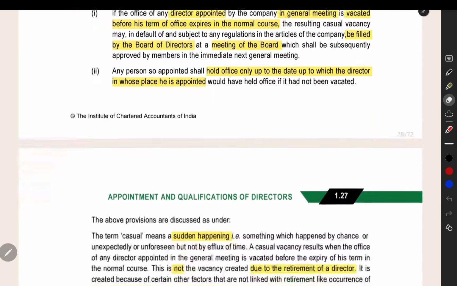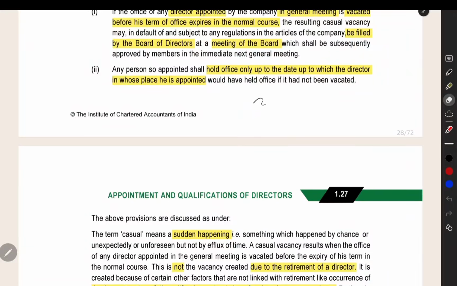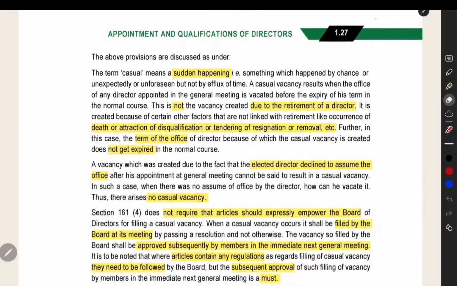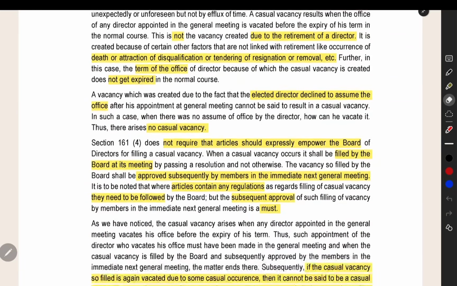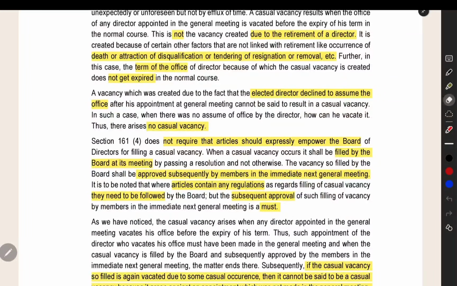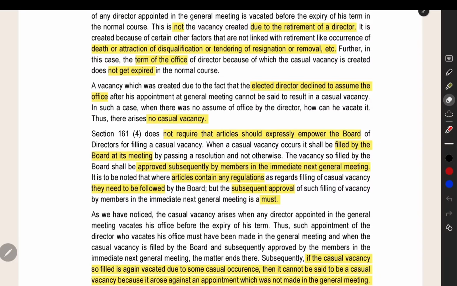Next, the director we appoint to fill the casual vacancy will hold office till the date up to which the original director, who vacated the office, would have held it. This is due to a sudden happening and not due to the expiry of the term. If the director is vacating the office due to expiry of the term, then that will not be a case of casual vacancy. For filling a casual vacancy, the power comes from the Companies Act, and the Articles of Association need not give the exact power to the Board of Directors. This power is given by the Companies Act.